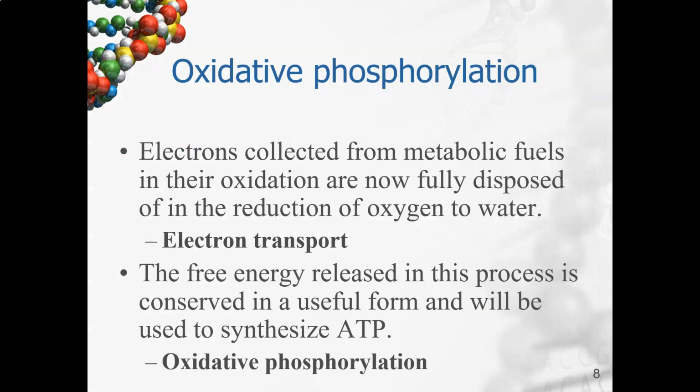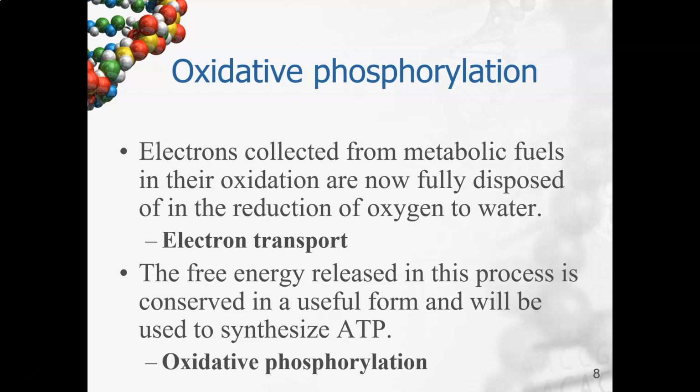Okay, so oxidative phosphorylation is a term that describes how ATP is synthesized, and it is synthesized using the energy of electron transport. To summarize, electrons were collected from metabolic fuels. We started with glucose, but other substances can feed into pyruvate and acetyl-CoA as well. Electrons have been stripped from these metabolic fuels and donated to the coenzymes. The coenzymes have passed those electrons and protons down the electron transport chain to oxygen to form water.